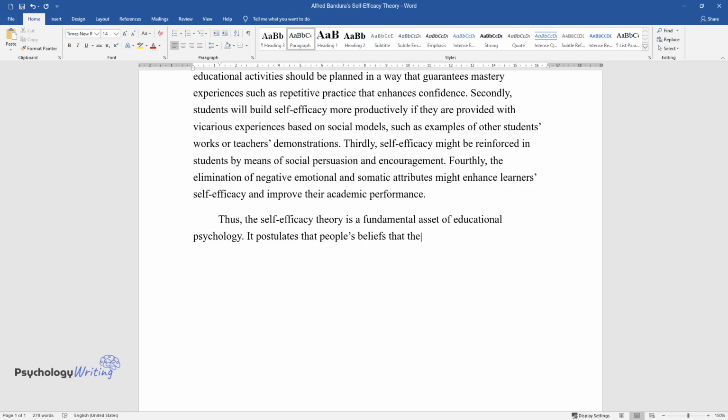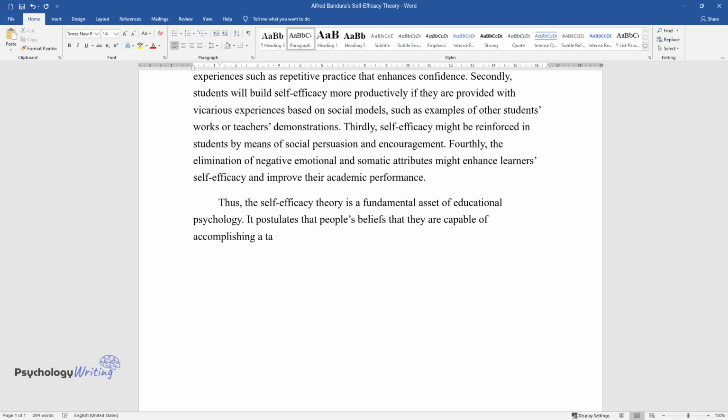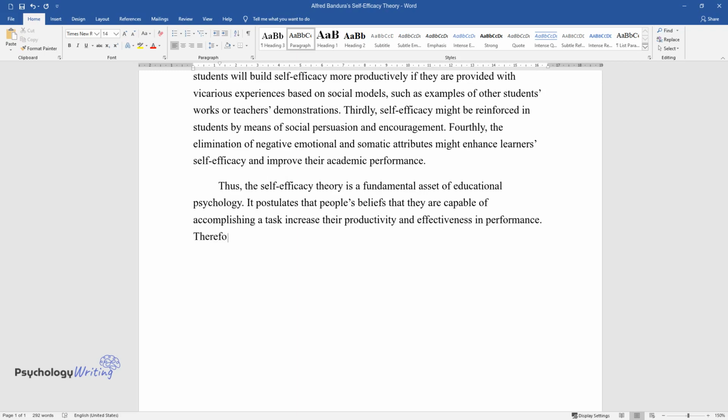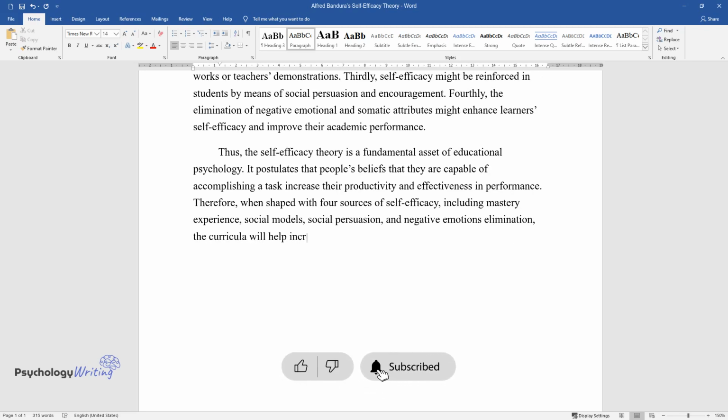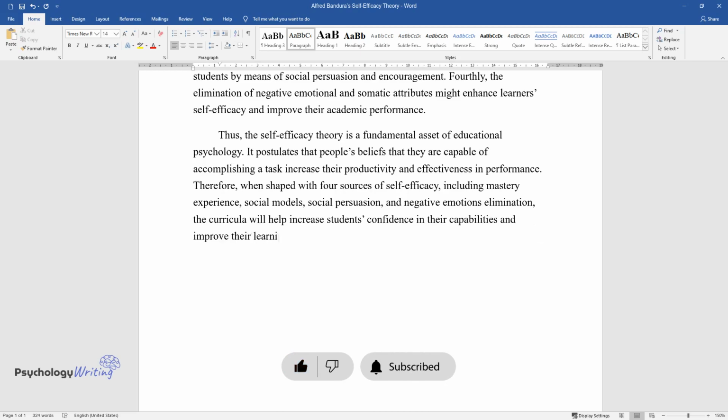It postulates that people's beliefs that they are capable of accomplishing a task increase their productivity and effectiveness in performance. Therefore, when shaped with the four sources of self-efficacy, including mastery experience, social models, social persuasion, and negative emotions elimination, the curricula will help increase students' confidence in their capabilities and improve their learning outcomes.